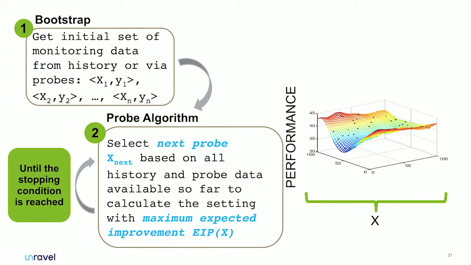To be clear about the probe algorithm, it doesn't necessarily take just one run. It can take in all the past runs and combine them with the data we have gained in the new run. So every time we keep doing this process, we are looking at all the history that we have regarding that application. And then we repeat this process until some stopping condition is reached.